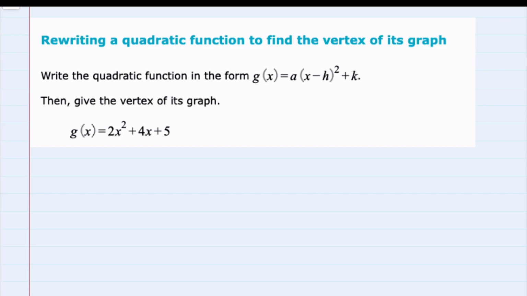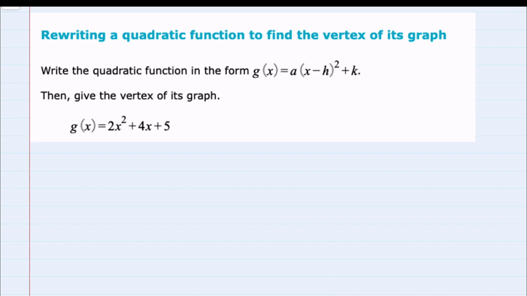In this video, I'll be helping you with the ALEKS problem type called rewriting a quadratic function to find the vertex of its graph. And from the instructions, we can see that we're going to be using the general form here, because once we have the general form, we'll be able to look at the quadratic, determine what value is present for h, what value is present for k, and those coordinates h, k will be our vertex.